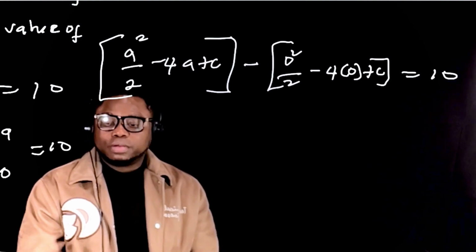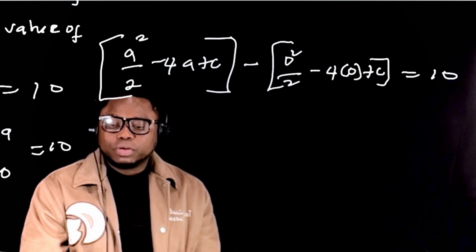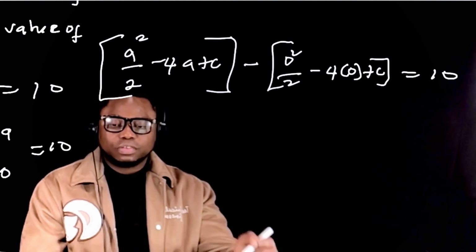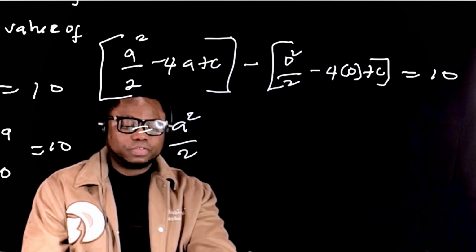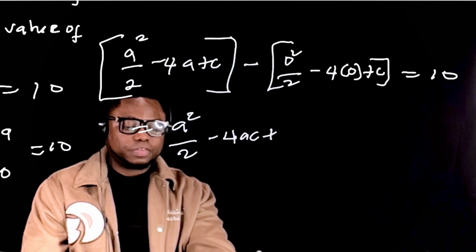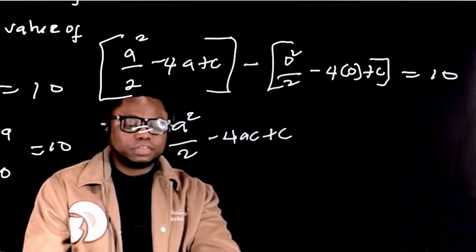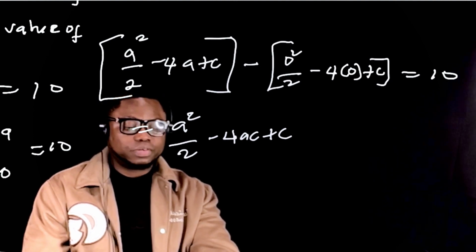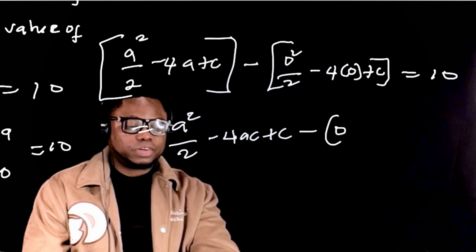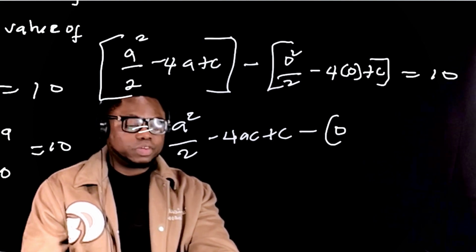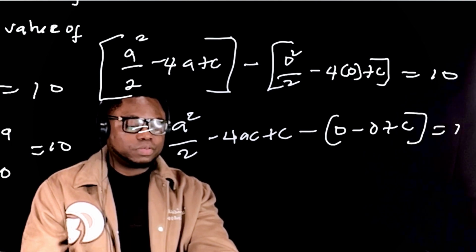Now I'm going to simplify. So I'll clear the second bracket. I'll write a squared divided by 2 minus 4a plus c, then I'm going to say 0 squared divided by 2 is 0. Remember that it's minus here. I'm going to put 0. 4 times 0 is going to give me 0 plus c is equal to 10.